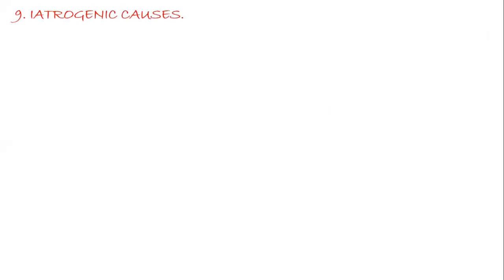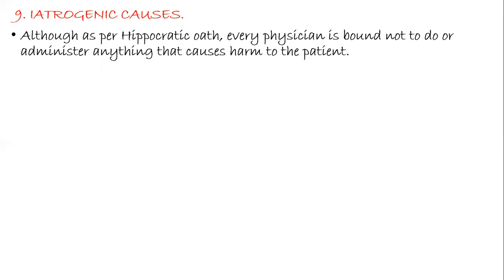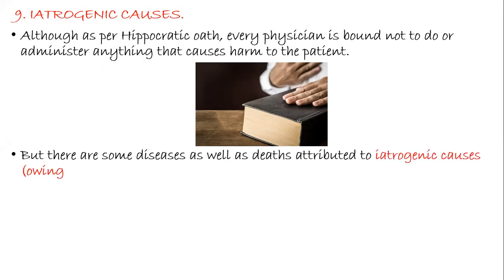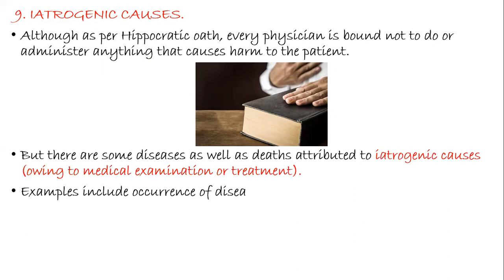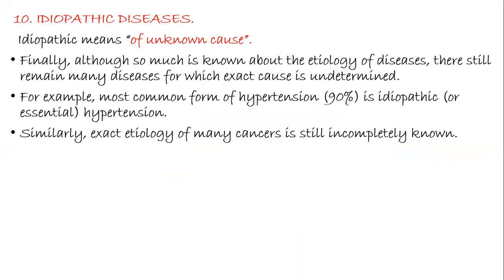The next cause is iatrogenic cause. Although, as per the Hippocratic oath, every physician is bound not to do or administer anything that will cause harm to the patient, there are some diseases as well as deaths attributed to iatrogenic causes, meaning death caused due to medical examination or treatment. Examples include occurrence of disease or death due to error in judgment by the physician and untoward effect of administered therapy, mostly drugs and radiation.